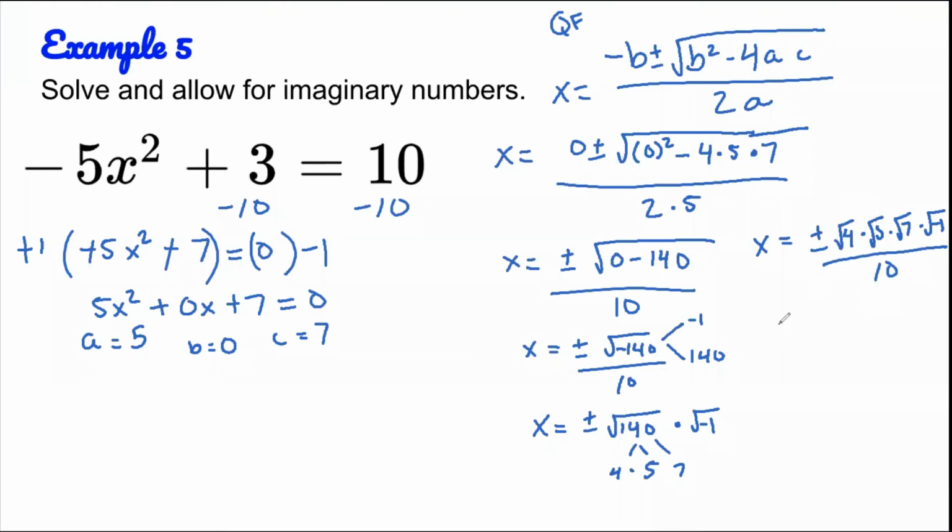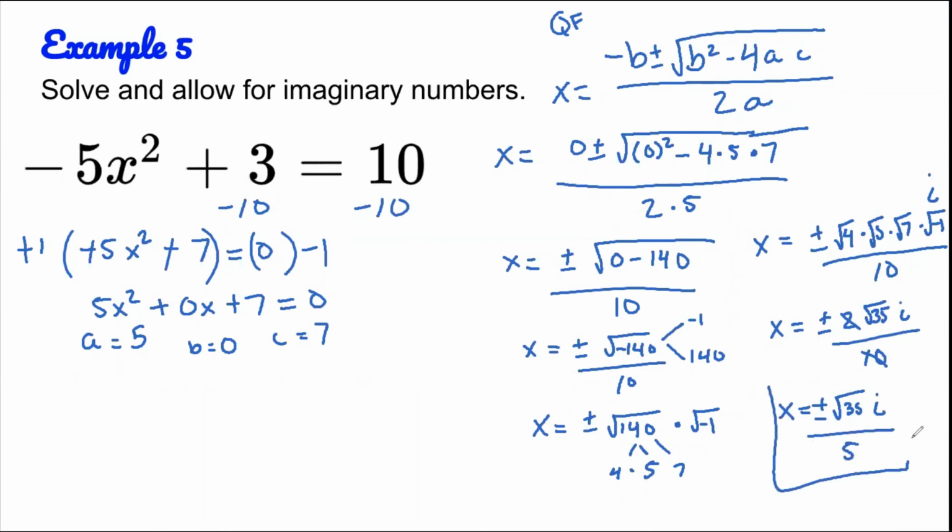I know that this one will square to 2, and these two will not be able to square. They're prime numbers, and this one I know will be i. So this would be square root of 35 i over 10. One more step, last step before we're done, guys. X equals plus or minus. This would simplify then. 2 and 10 simplify. I have plus or minus square root of 35 i over 5 in this case, and that's my solution.